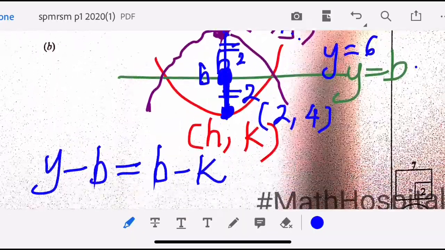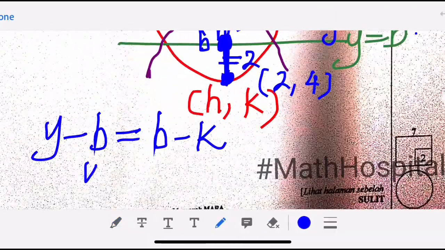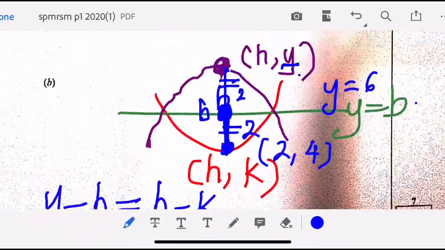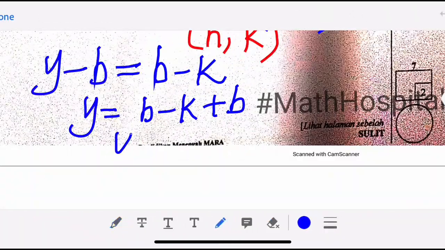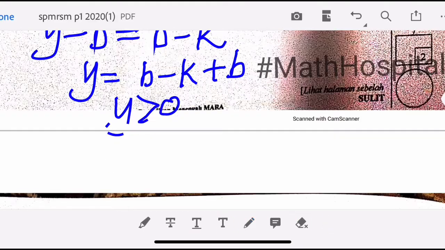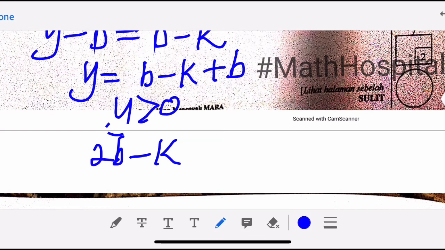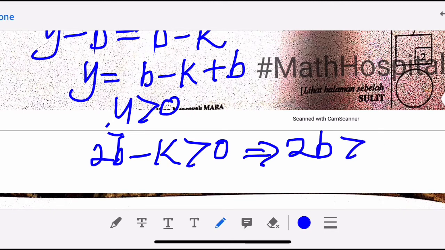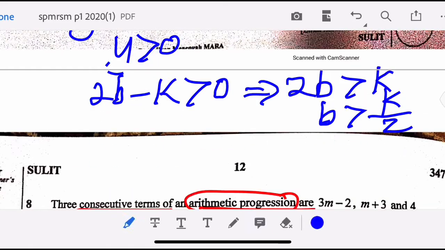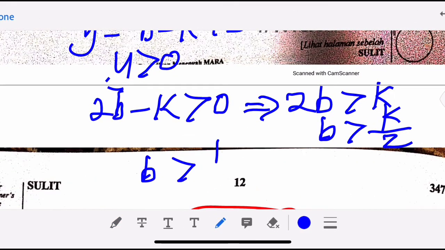Okay, so maybe you can write y should be equal to 2b minus k, and this y cannot be negative. It must be more than 0. It cannot be 0 also. So that means 2b minus k will be more than 0. So hence 2b will be more than k, and b will be more than k over 2. Alright, so this is the answer. The range of b should be more than k over 2. Okay, so if you draw the diagram, you can understand better.